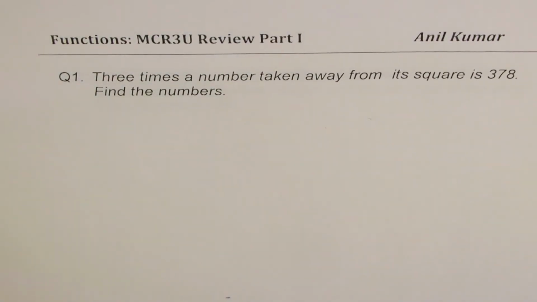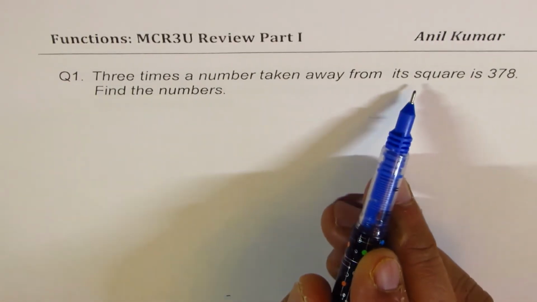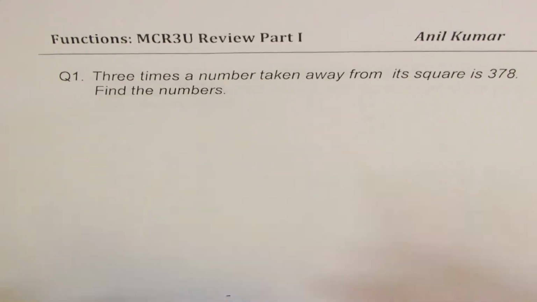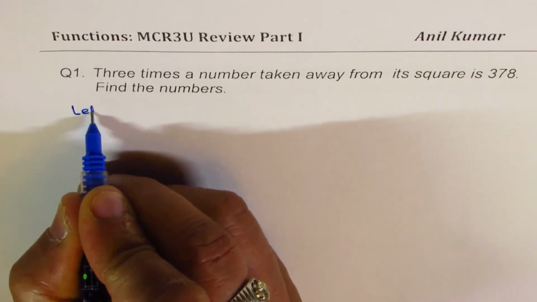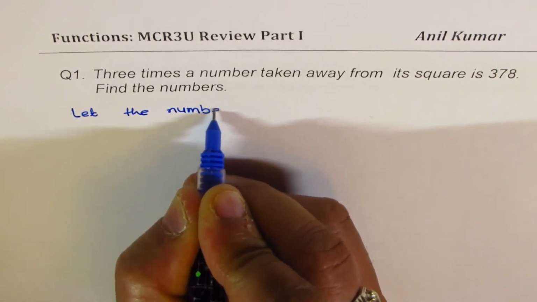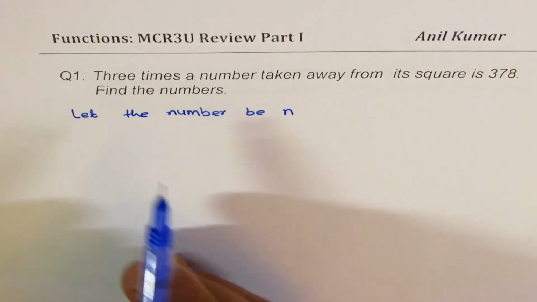Question number 1. 3 times a number taken away from its square is 378. Find the number. I changed the statement a bit since the original statement created some problems. So let the number be n. Now let's write down the equation.